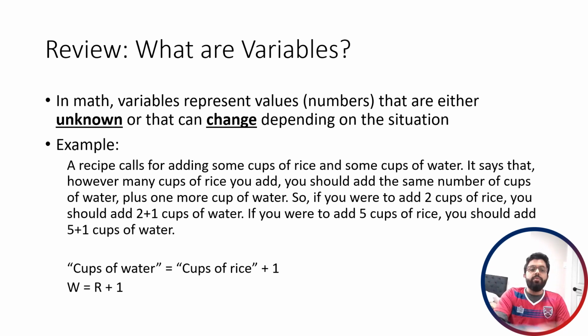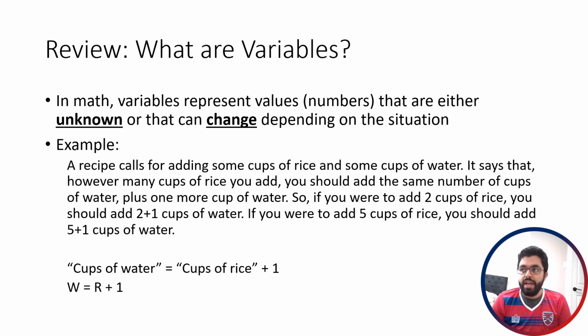So I'll give you an example here where it could change depending on the situation. Suppose you've got a recipe that calls for adding some cups of rice and some cups of water to a pot. It says that for however many cups of rice you add to the pot, you should add the same number of cups of water plus 1 extra cup of water. So for instance, if you were to add 2 cups of rice, you should add 3 cups of water.